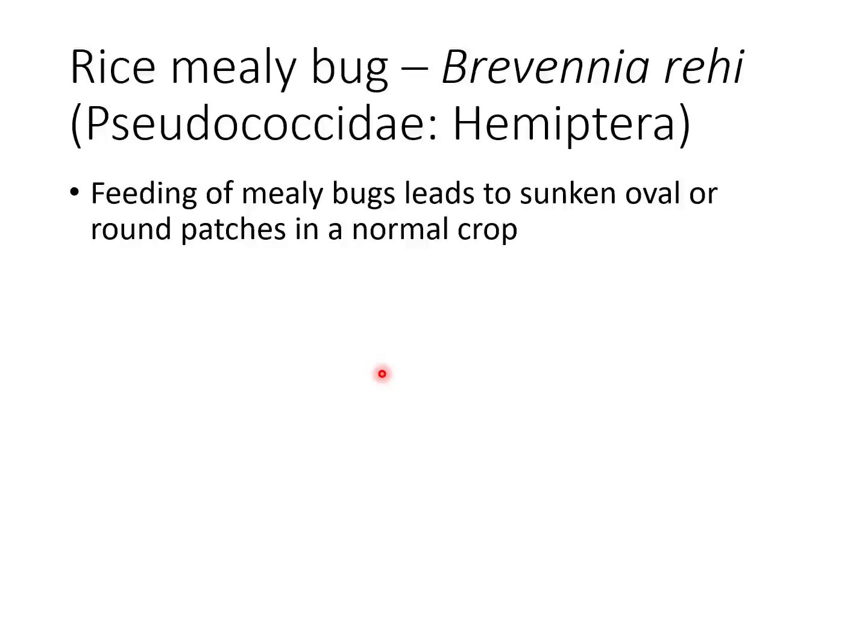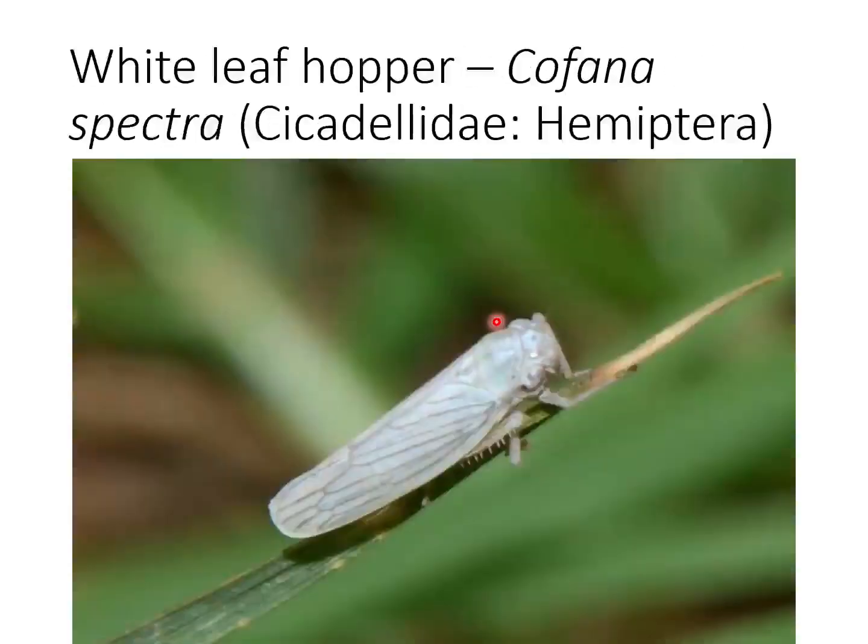Because of the feeding of the mealybug, we can see sunken oval or round patches in the field because the crop growth will be arrested, and in the mealybug infested area, the crop will be standing dwarf compared to the other areas of the field. Now we will see a few pictures of minor insects in the rice field.